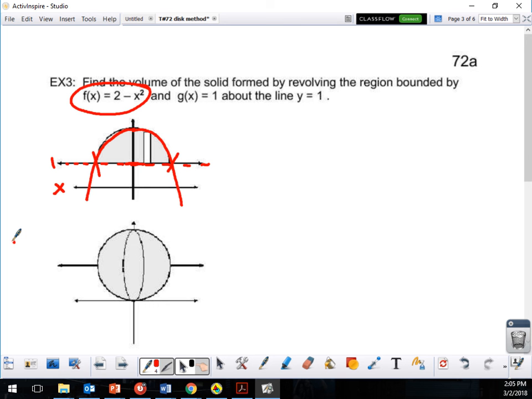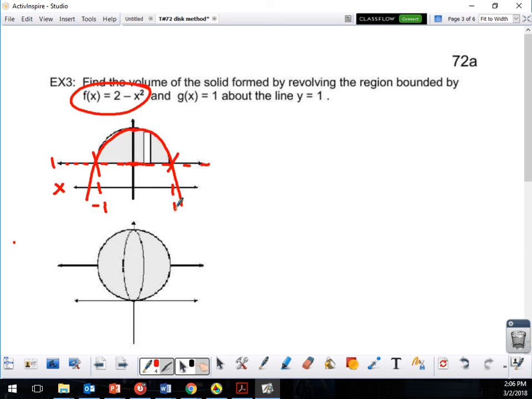So when is my function on this side equal to 1? At 1 and negative 1. Very good. So my x value is negative 1 here, and my x value is positive 1 here, right? I use this function to figure out where it's going to be equal to that. So it's negative 1 on this side, positive 1 on this side.